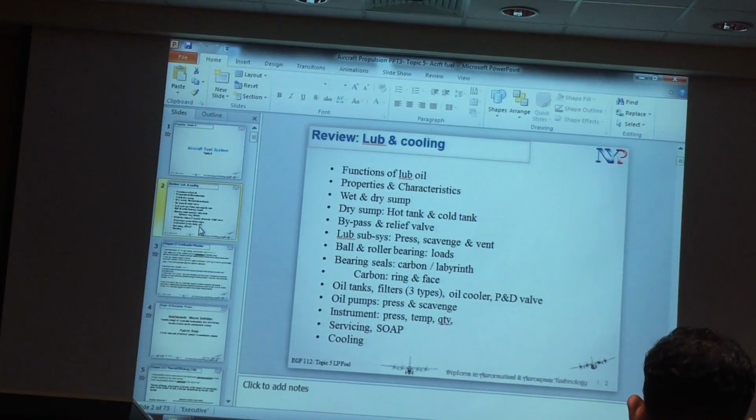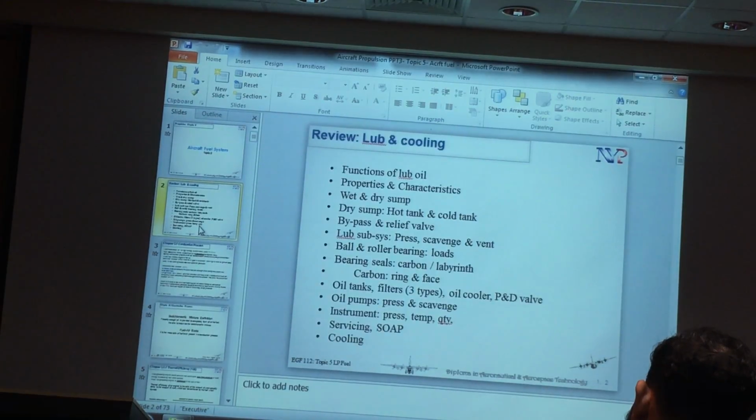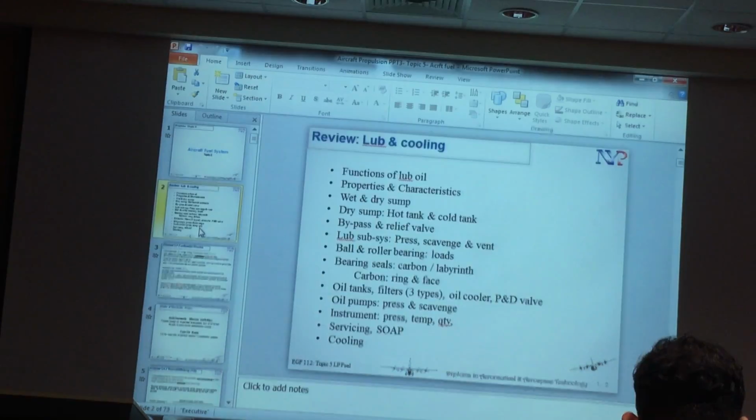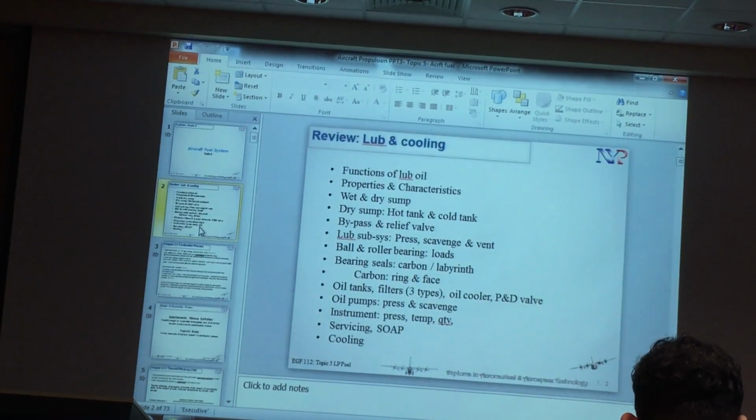Because of the labyrinth seal, you have a constant oil consumption. You're going to have a limited oil loss. The labyrinth seal is not a 100% seal, that's why you have a constant oil loss. That is normal for a turbine engine.